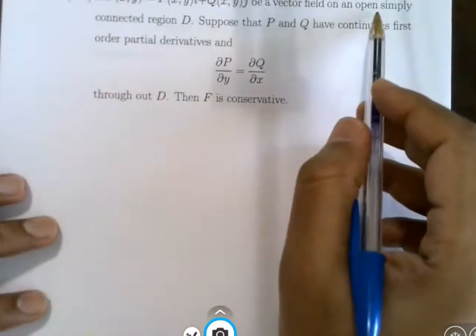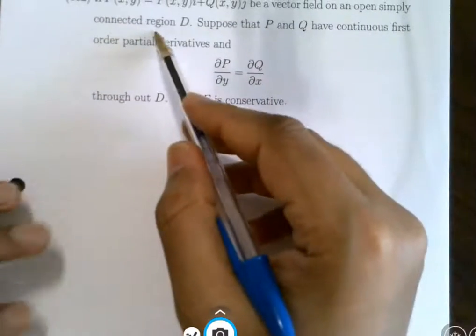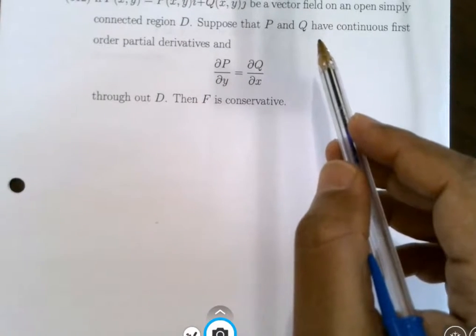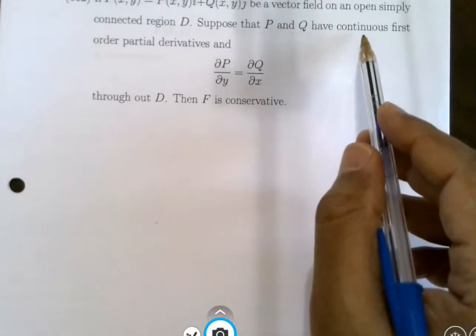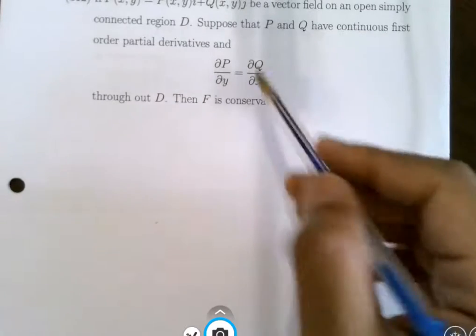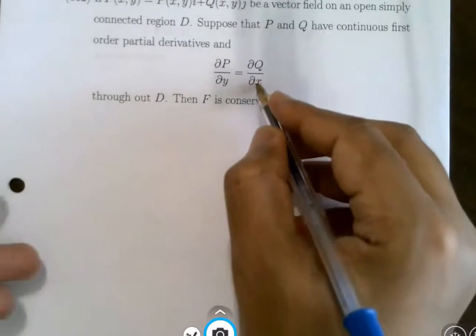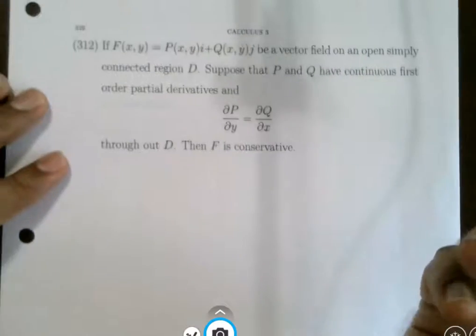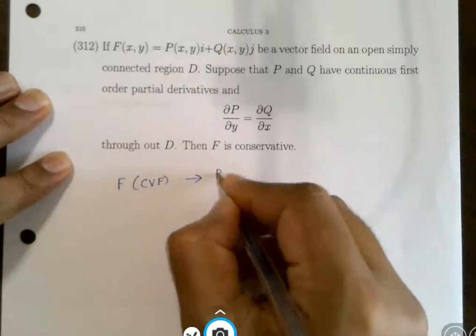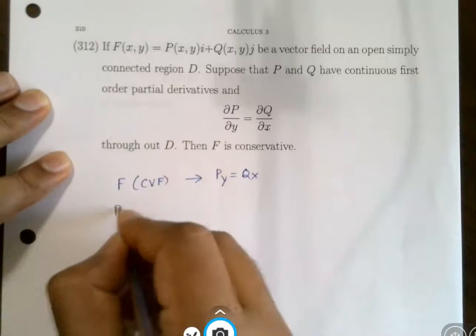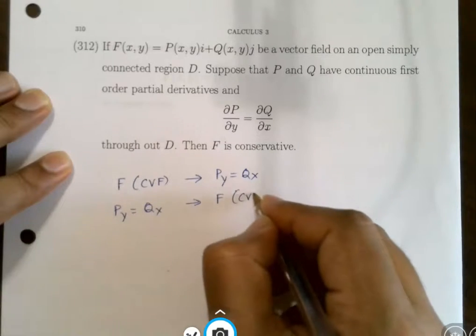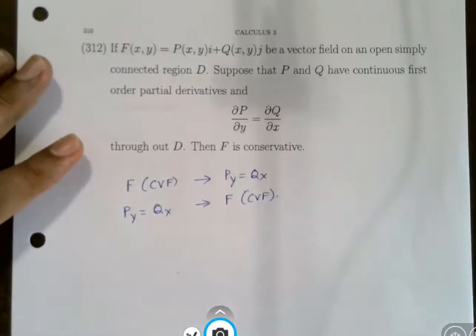Suppose F is a vector field on an open simply connected region D. Suppose that P and Q have continuous first partial derivatives. That means if F is conservative, then this is true. If this is true, then F is conservative. So F is a conservative vector field implies P_y equals Q_x. In other words, if P_y equals Q_x, then F is a conservative vector field. Both ways it works. That's what they are really saying here.